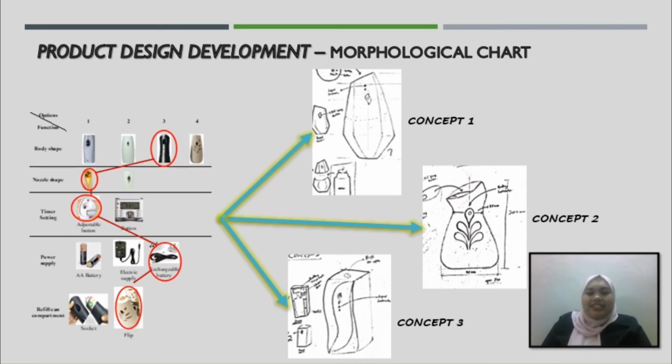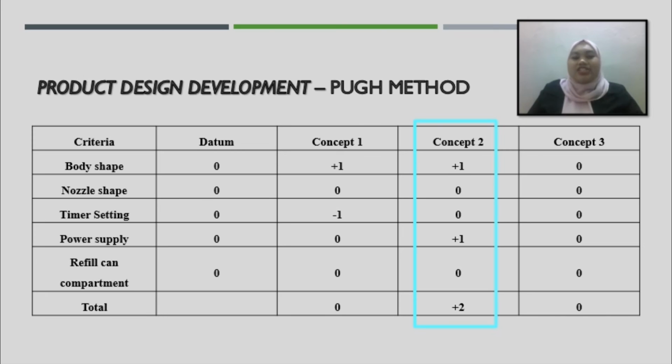Okay, now after we get 3 concepts of design, we use the Pugh method to make a decision, with only 1 concept chosen for the 3D modeling prototype. From the table that you can see, concept 2 has the highest total number, so that is the first rank that has been chosen for the next step, which is 3D modeling.